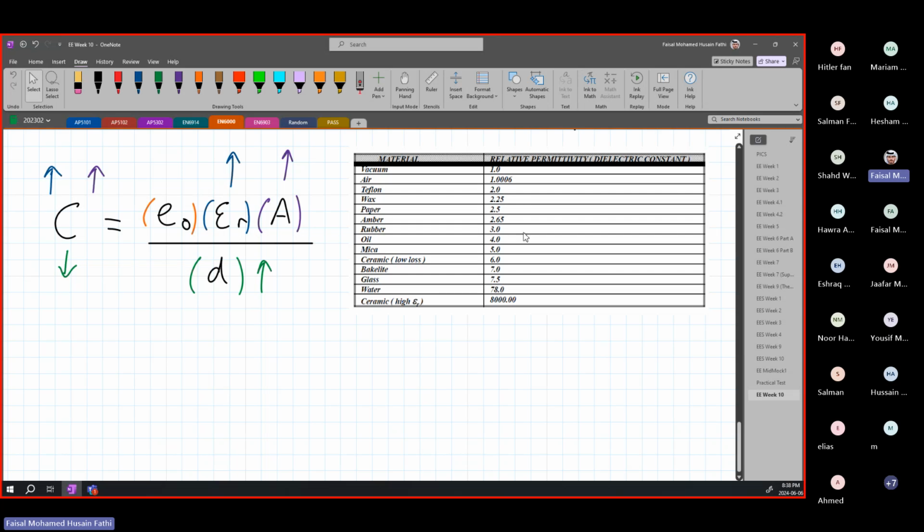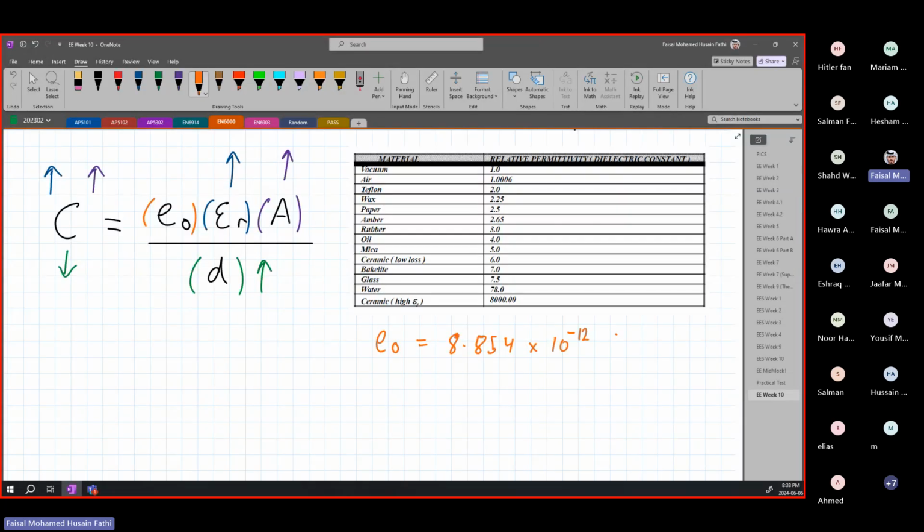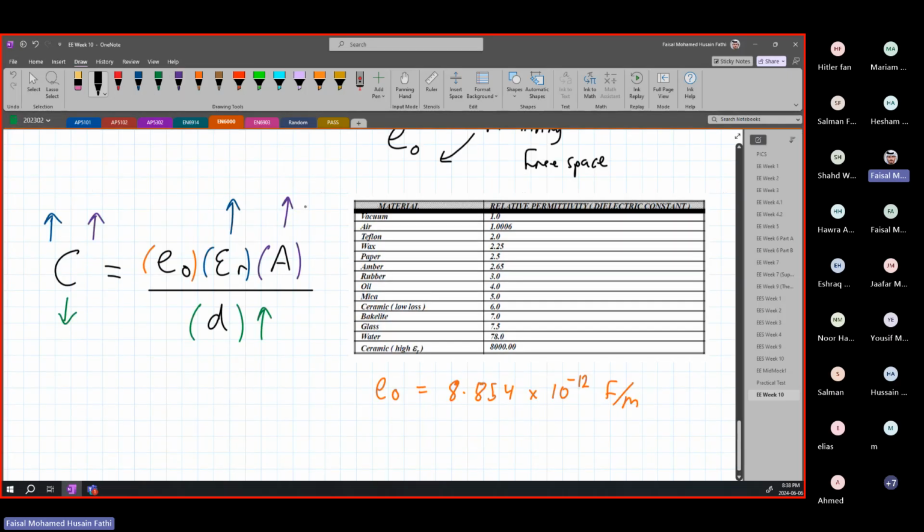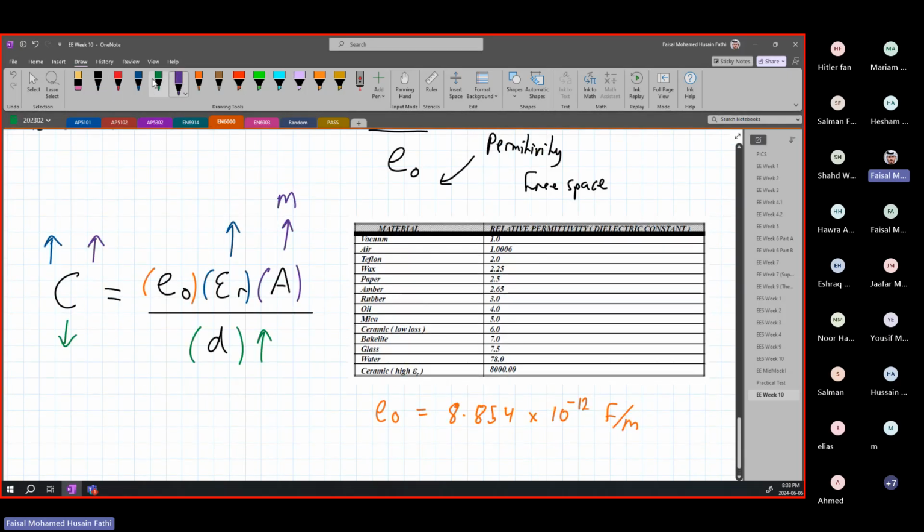But basically you'll get the value for your ER, and E0 is a constant, which is always going to be given. E0 is simply 8.854 times 10 to the power minus 12 F over M. All right, and we will talk about the unit in a bit. Relative permittivity, since it's a relative value, has no unit. A is your area, in meters squared, and your distance is in meters. And your capacitance is in farads, so you can get your final value.